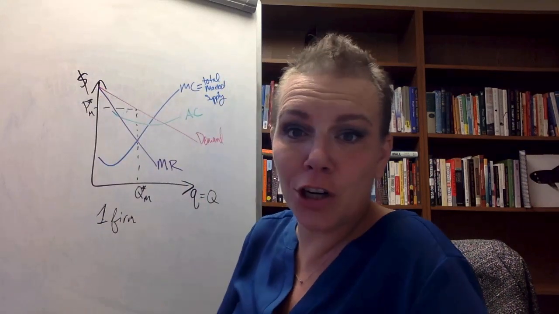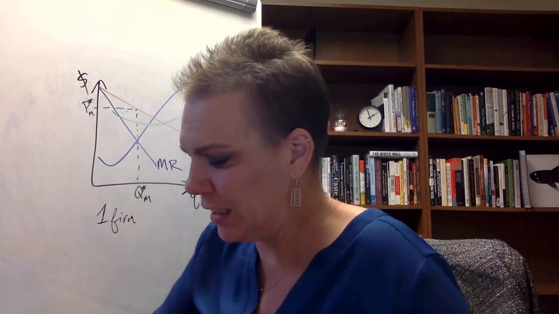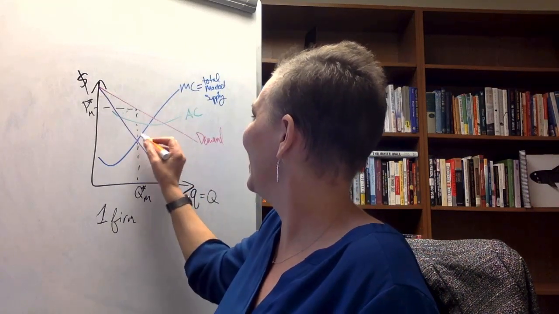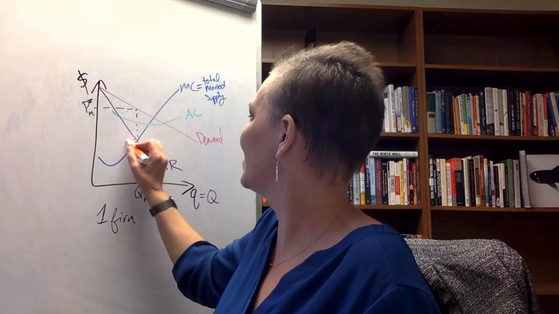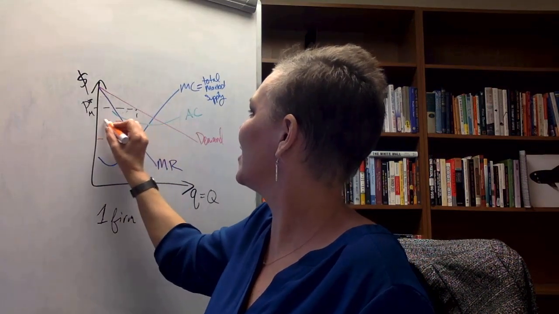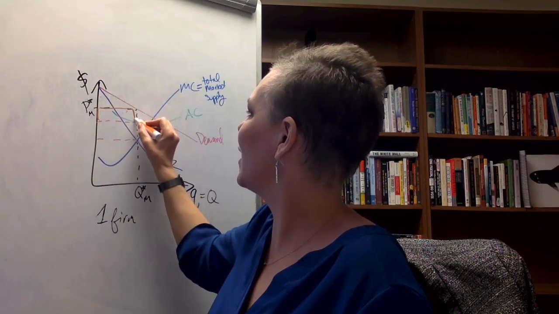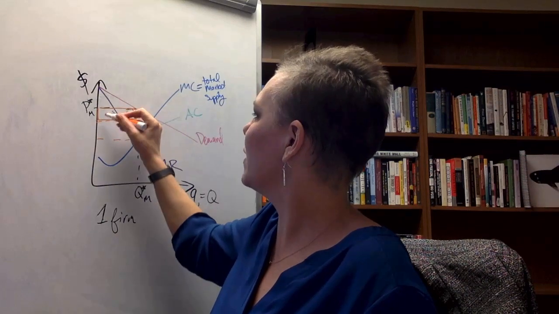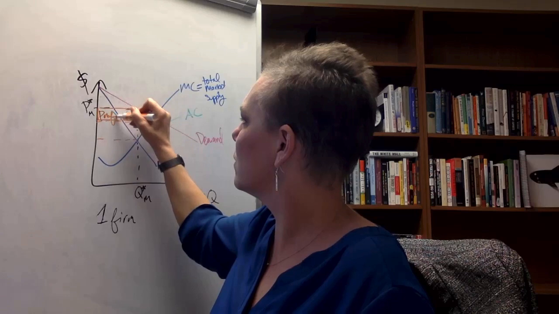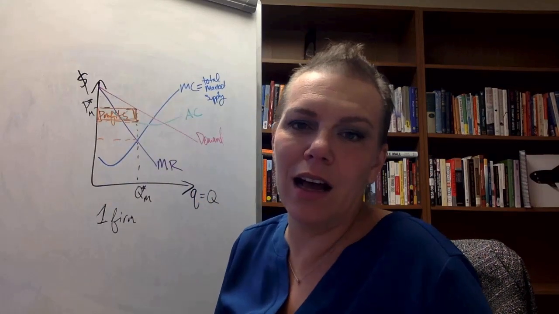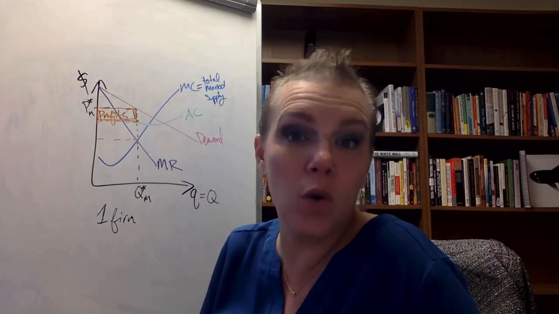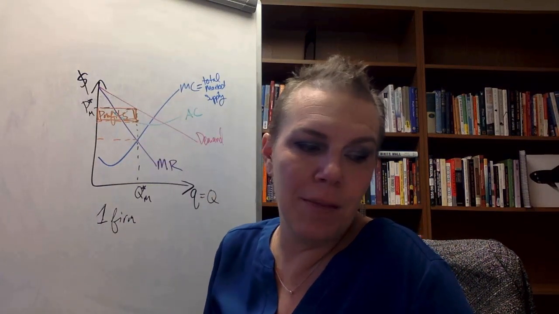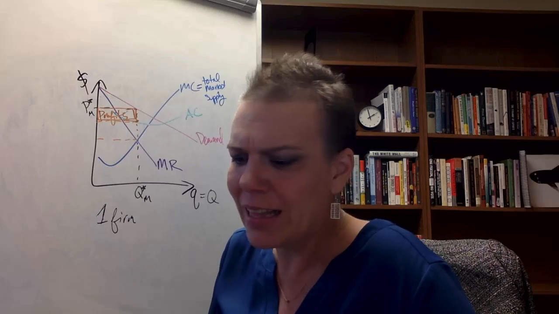They're going to tend to earn economic profits, which you can see right here. If this is marginal cost, this is average cost, these are the firm's economic profits. Above average cost and below price at the quantity that's determined by marginal revenue equal to marginal cost. Other characteristics of a monopoly, that's the main thing.